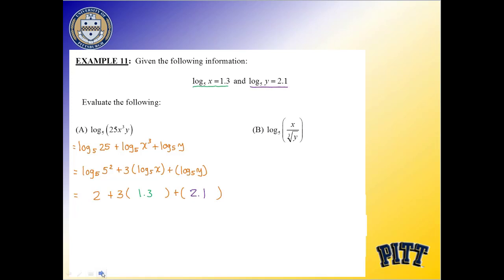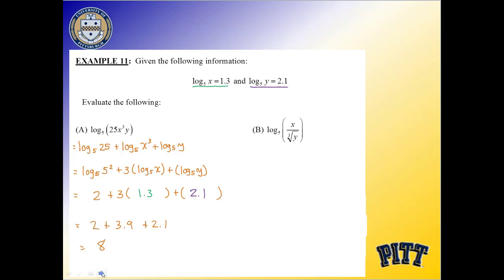The log base 5 of 5 to the second power: well, I'm taking a logarithm of an exponential with the same base. They cancel, so I'm left with 2. So I essentially have here 2 plus 3 times 1.3 plus 2.1, which becomes this. And when I add it all together, it becomes 8.